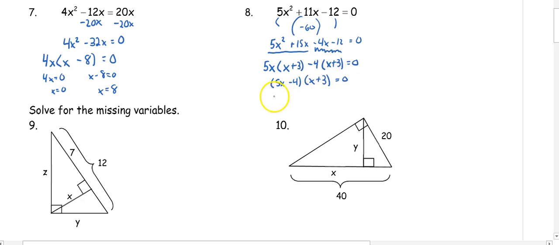And then we solve for x, so we'd have 5x minus 4 equals 0. So we can add 4 to both sides and divide. So x is 4/5. And then we'd have x plus 3 equals 0. So we can subtract 3 from both sides, so x equals negative 3.